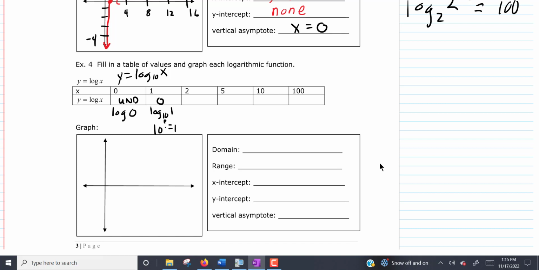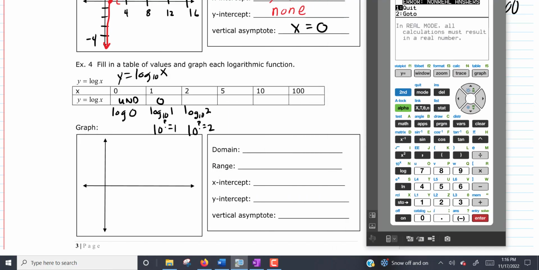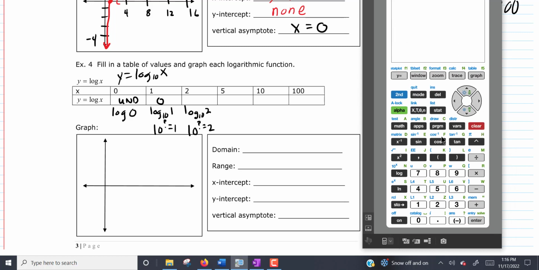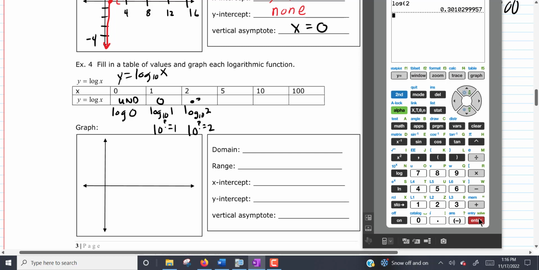The next one's a little harder. This is saying log base 10 of 2. So what this means is what power of 10 is 2? I have no idea. I don't have a clue. So let's take our calculator and find out. Since this is a log of base 10, your calculator will do that for you. If you type in log of 2, you're going to get decimals. If you can't do something in your head, then your calculator is about your only hope. So we'll just write that as 0.3.